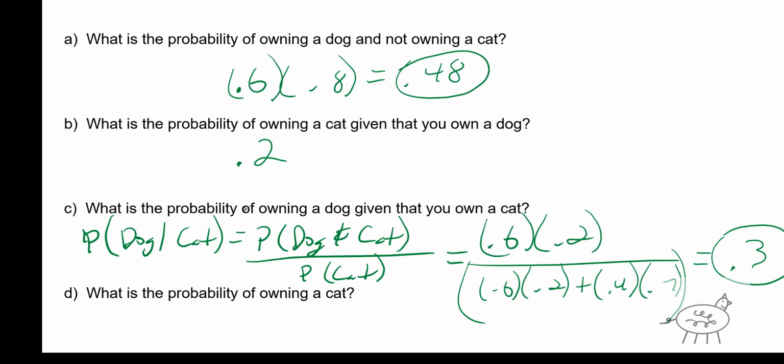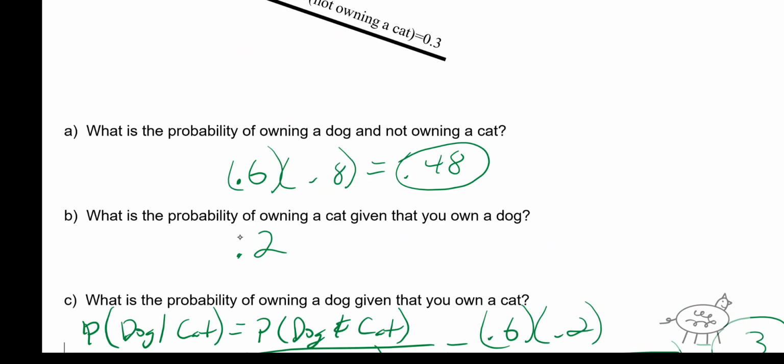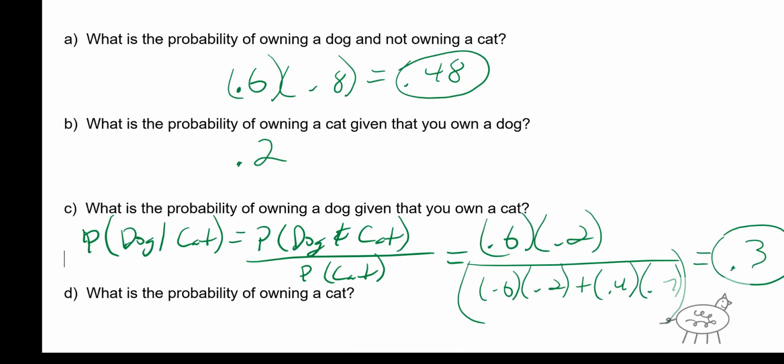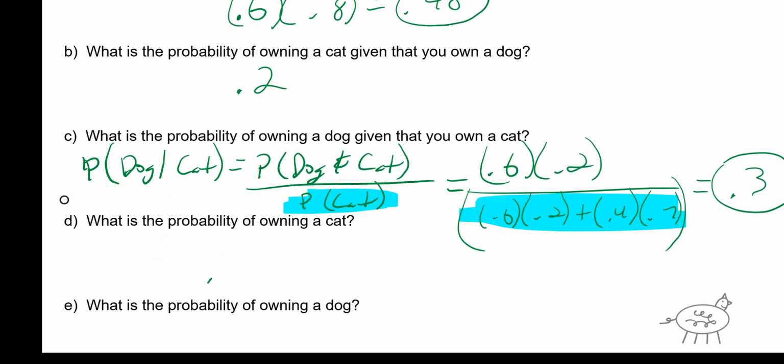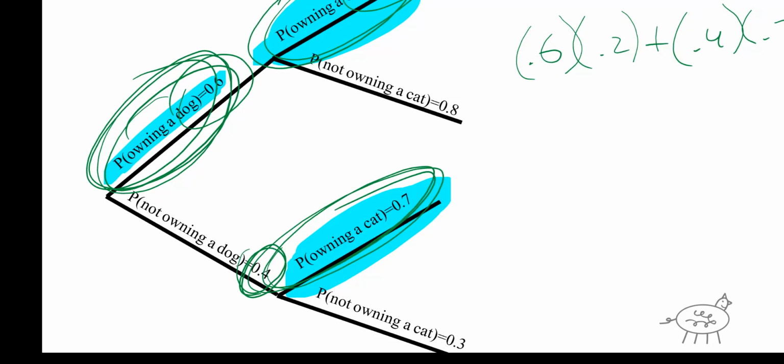It says, what is the probability of owning a cat? Well, that's what this is right here, guys. This is the probability of owning a cat. If you put just that part in your calculator, you get 0.4. Okay, what's the probability of owning a dog? Well, that's easy. Just look at it. Probability of owning a dog is 0.6.